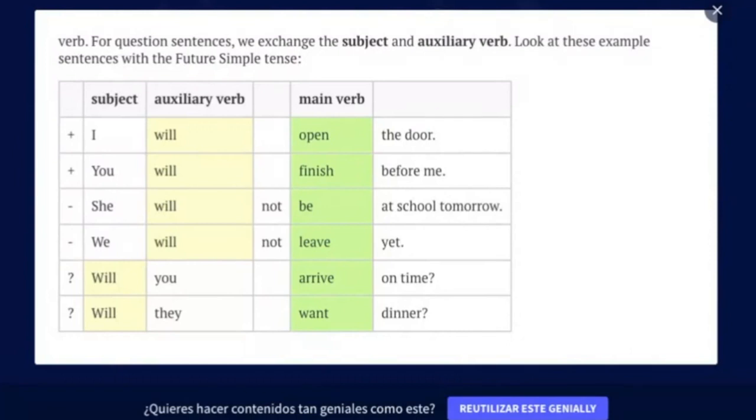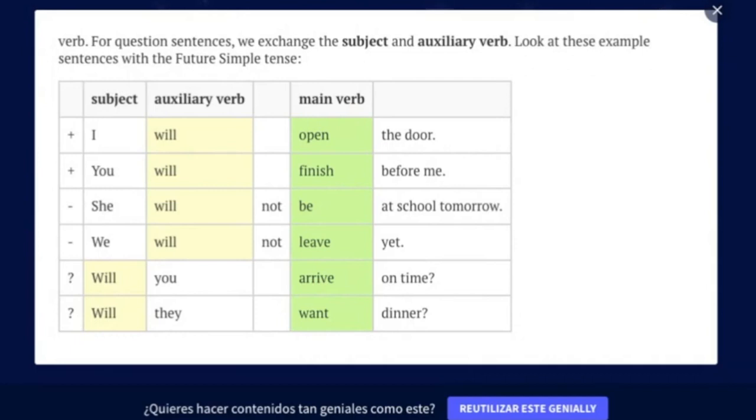Also, now the question structure is the following. We start with the auxiliary verb, which is will, and then we have the subject, whichever pronoun, and then the main verb and the complement. Will you arrive on time? Will they want dinner? So these are the structures.